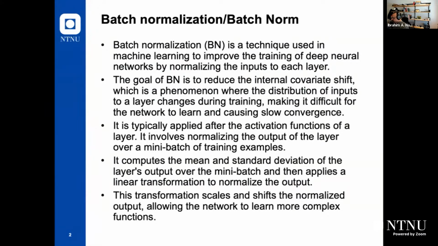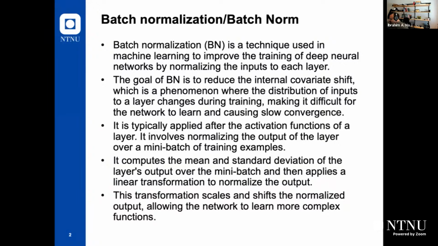So the goal of batch normalization is to reduce the internal covariate shift, a phenomenon where the distribution of inputs to a layer changes during training, making it difficult for the neural network to learn and causing slow convergence. It's typically applied after the activation function of a layer. So after each activation layer, we do this batch normalization for the next layer.